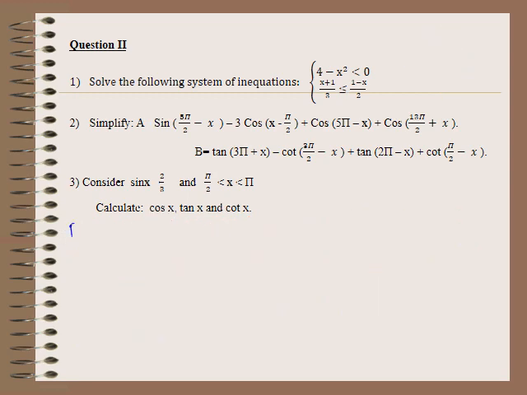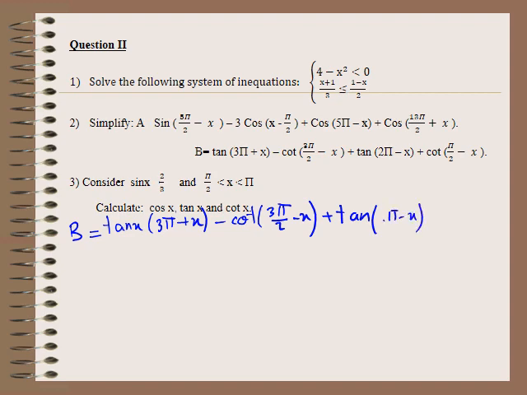Part B. B equals tangent of 3 pi plus x, minus cotangent of 3 pi over 2 minus x, plus tangent of 2 pi minus x, plus cotangent of pi over 2 minus x.